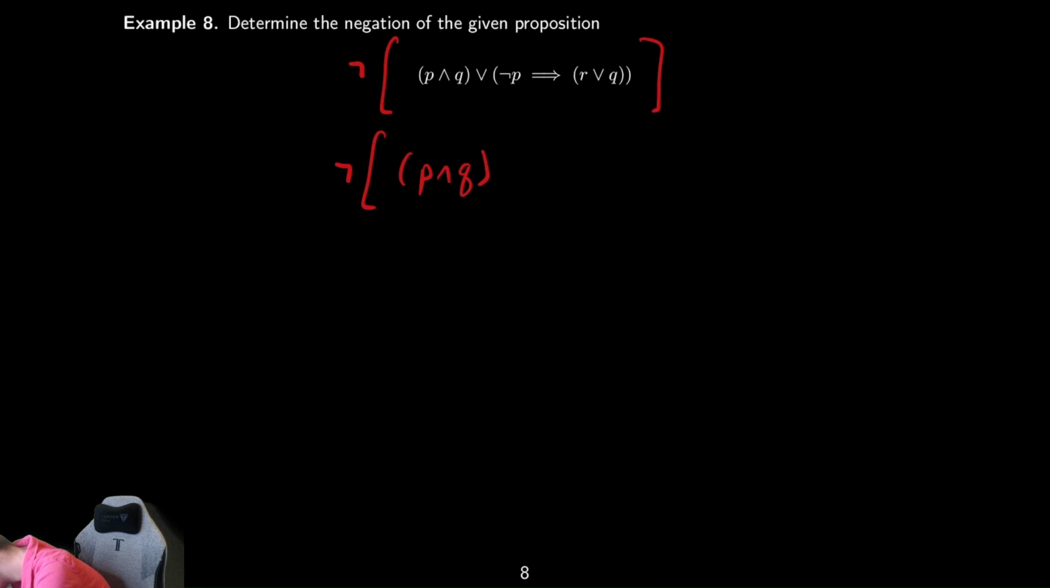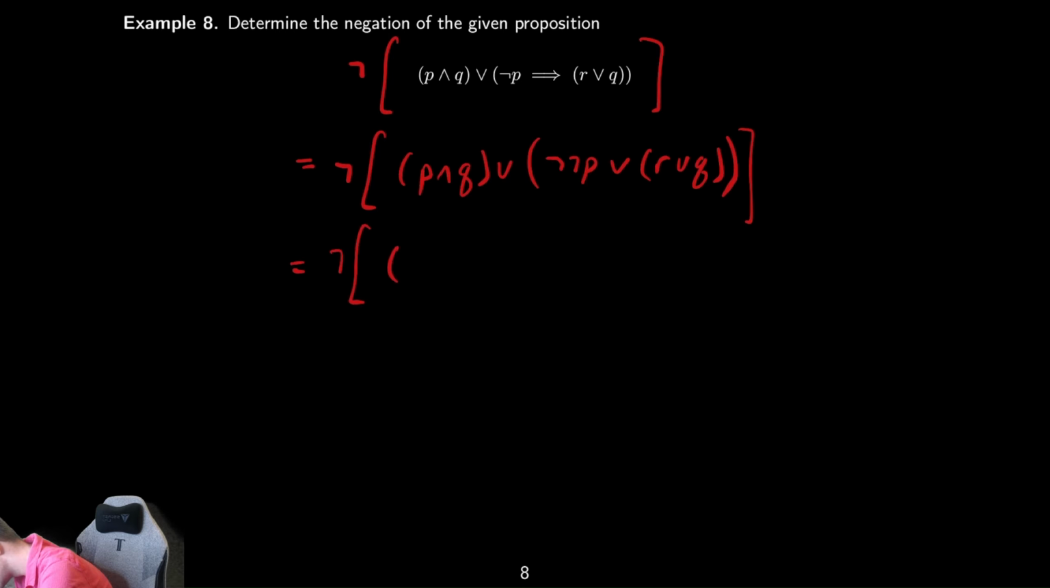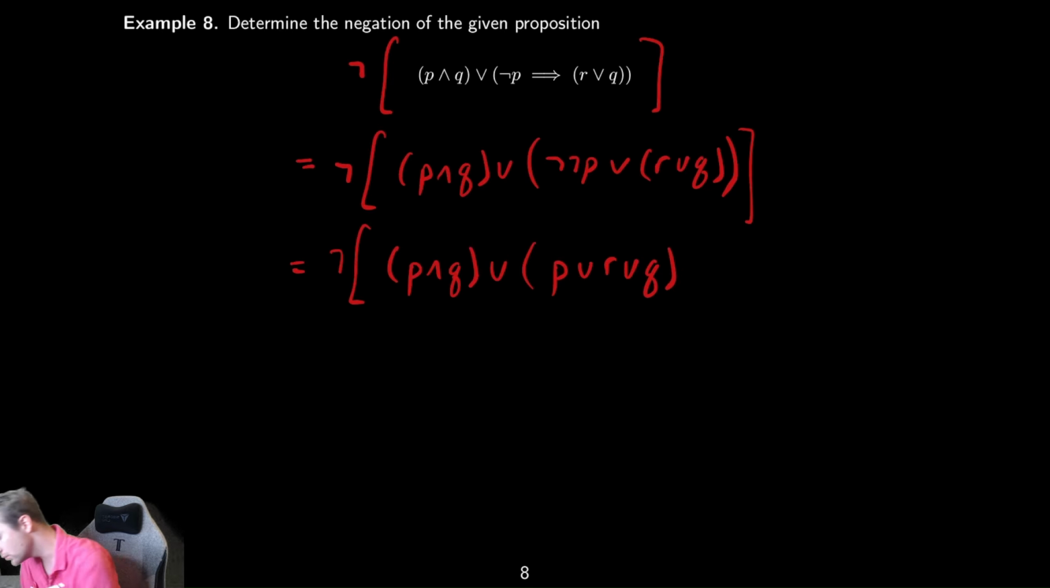and Q, or the thing in the second parentheses we would write as, since it's an implication, not the first thing, so not P, or Q. So R or Q. And then we can use our double negation to simplify further, so we have not on the outside, P and Q, or P or R or Q.